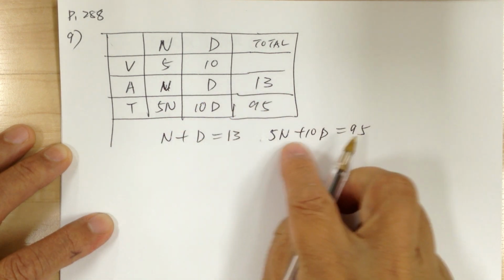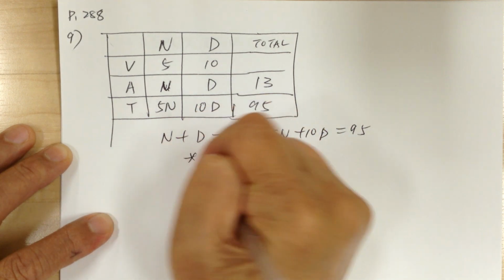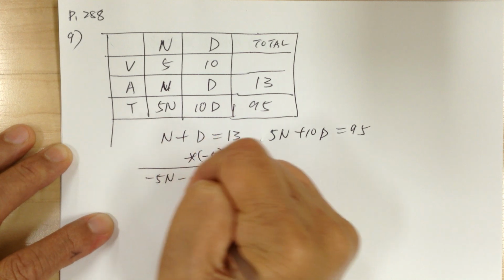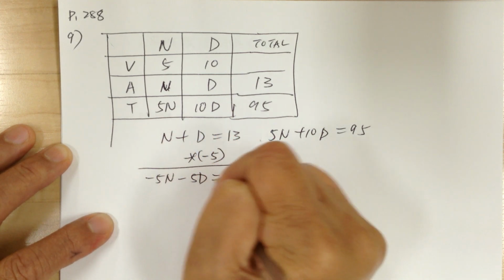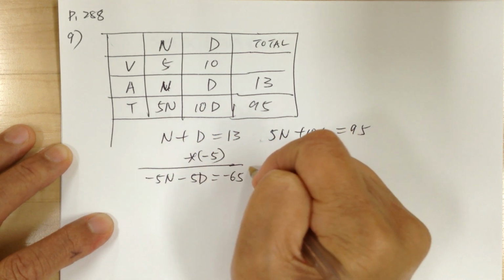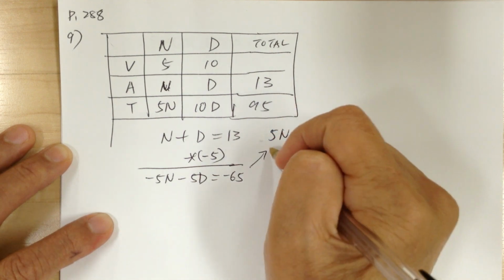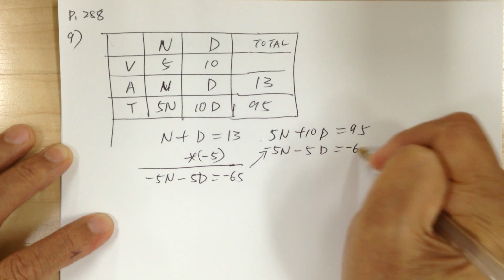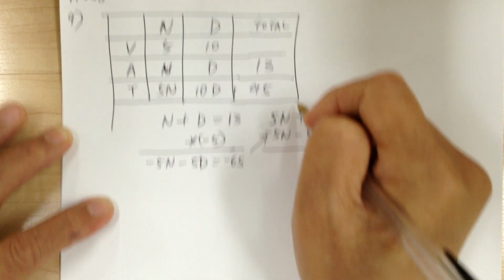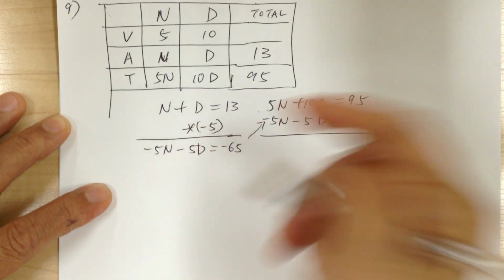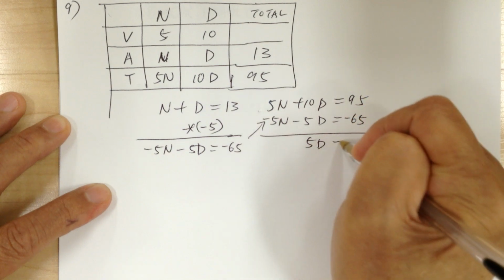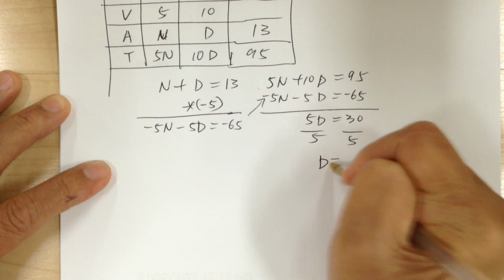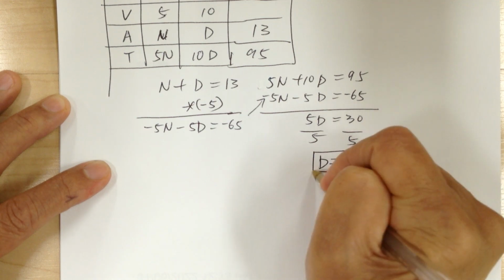So let's go and eliminate the N because it's the lower number. So multiply by negative 5. So you got negative 5N minus 5D equal to negative 65. Then you put it underneath this here. So this will eliminate. Again, there's a whole reason for doing this. So you got 5D equal to 30. Divide by 5, divide by 5. So D equal to 6. So there are 6 dimes.